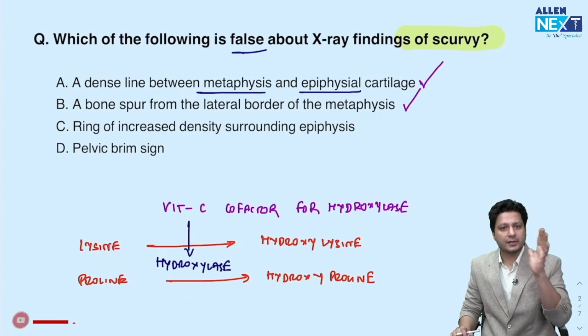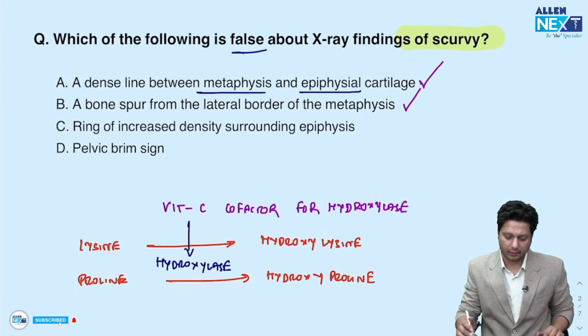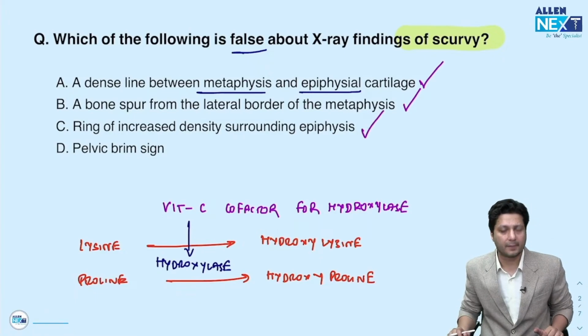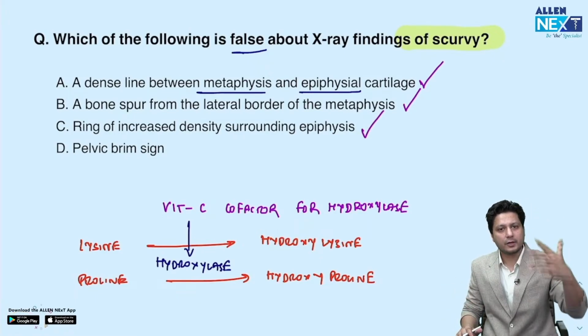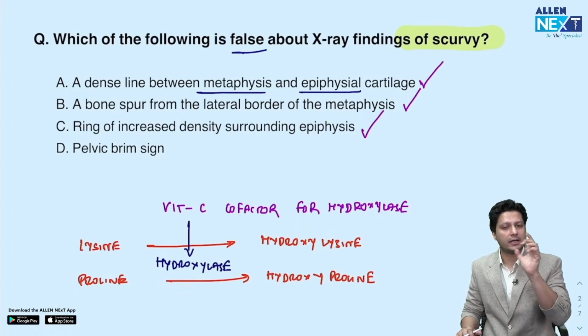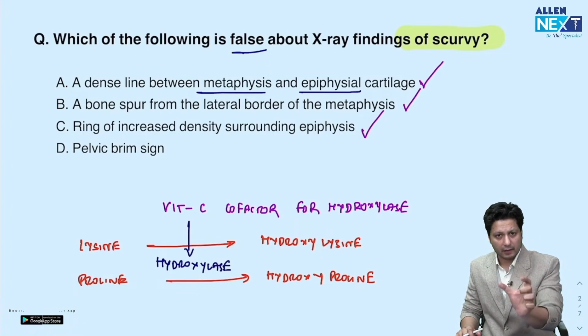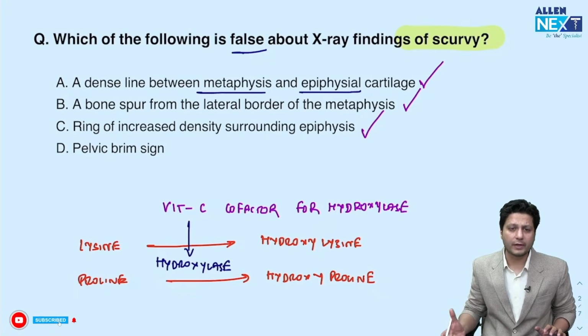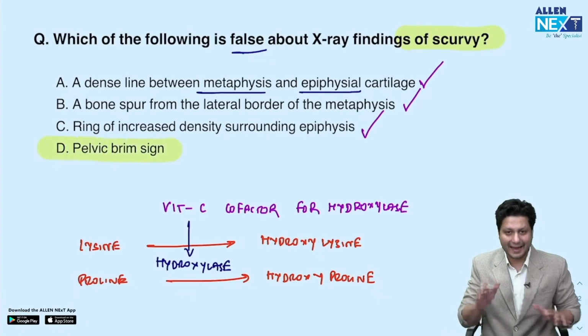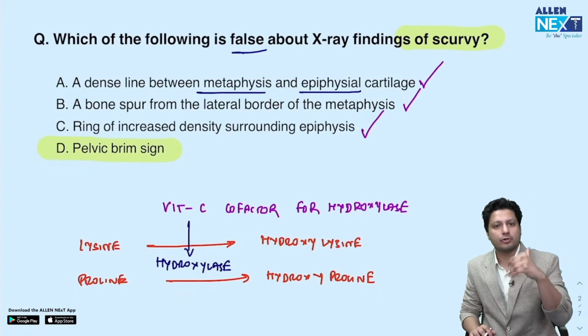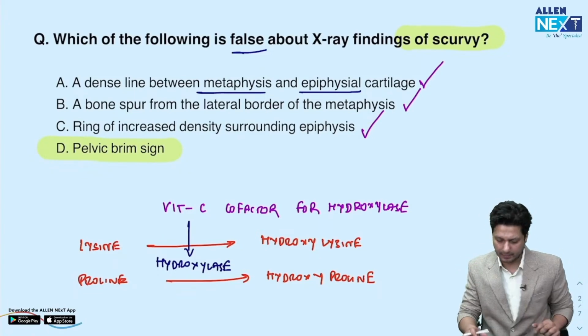Next, increase in the density of the ring epiphysis around the epiphysis. This is the ring sign of Wimberger. So this is also true. So the first 3 options are actually signs of scurvy on X-rays. So obviously what we are left with is the pelvic brim sign. This pelvic brim sign is actually the answer for this question, but you should also be aware of what the pelvic brim sign actually is.